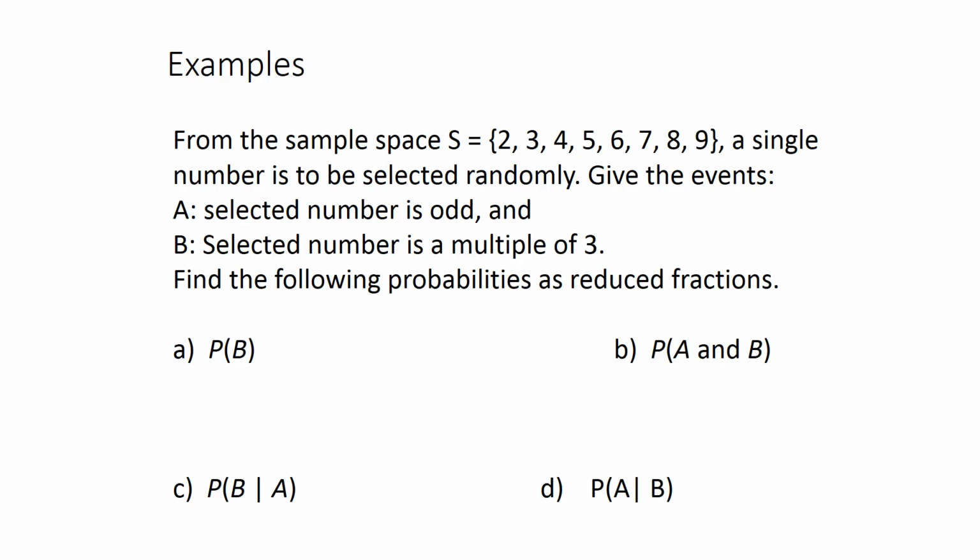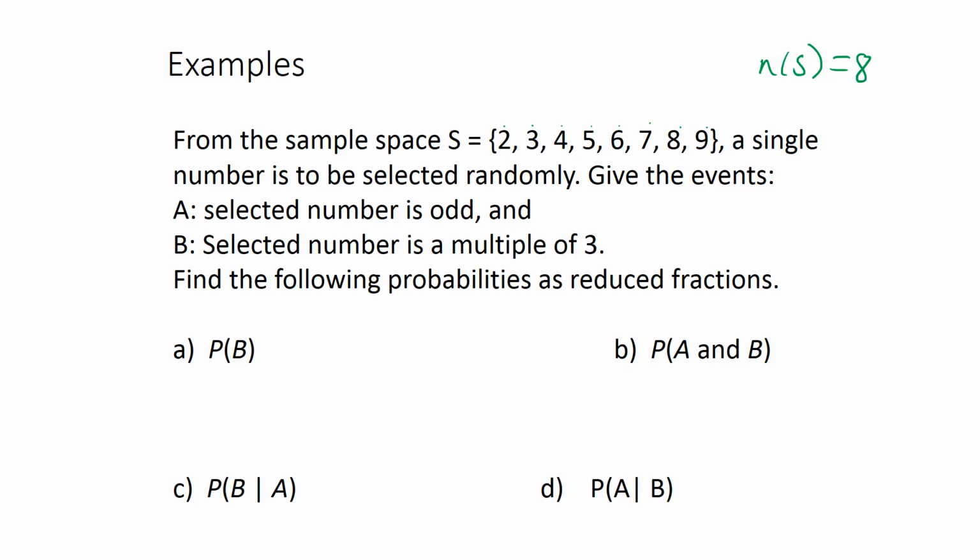All right, we have one last example in this section. From the sample space of the digits 2 through 9, so you can see that that's actually 1, 2, 3, 4, 5, 6, 7, 8. All right, the number in the sample space is 8. A single number is to be selected randomly. Given the events A, a selected number is odd, and B, a selected number is a multiple of 3, find the probability as a reduced fraction.